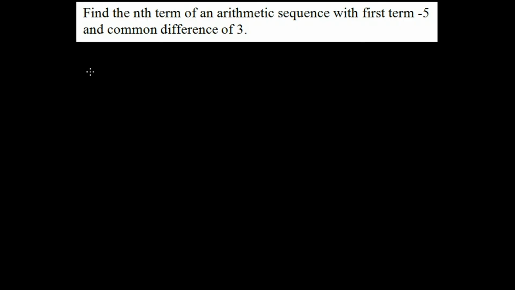So in this example, we're going to find the nth term of an arithmetic sequence with the first term being negative 5 and the common difference of 3. And when it says find the nth term of the arithmetic sequence, really it's just saying write the explicit form of this arithmetic sequence with these two conditions, that the first term is negative 5 and the common difference is 3. So we can write that the first term is negative 5 and d is 3.